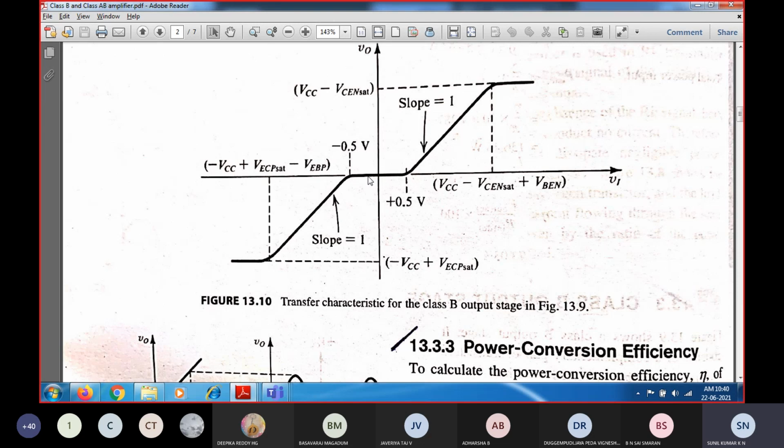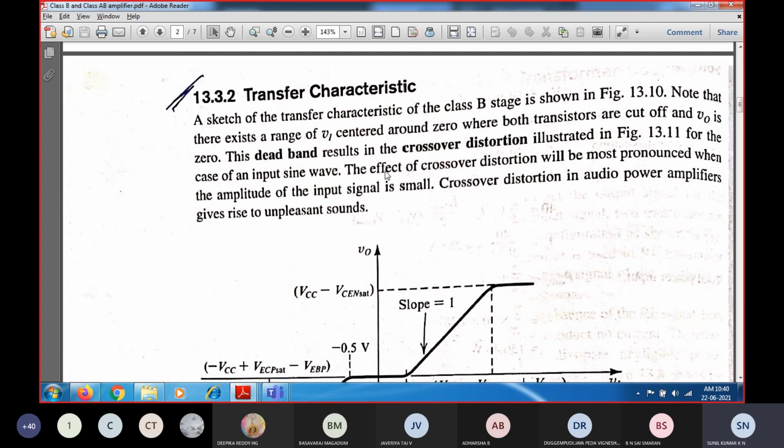So in this dead band, why? Because the output is not increasing nor decreasing, hence it is kept at a 0 level itself. So hence it is called a dead band. The same thing you are going to see here. So the sketch of the transfer characteristics of a class B amplifier is shown, and you can see Vi centered around 0, where both the transistors are cut off. So when Vi is equal to 0, both transistors are operating in cut off, and V0 will be equal to 0, and hence this dead band results in a crossover distortion.